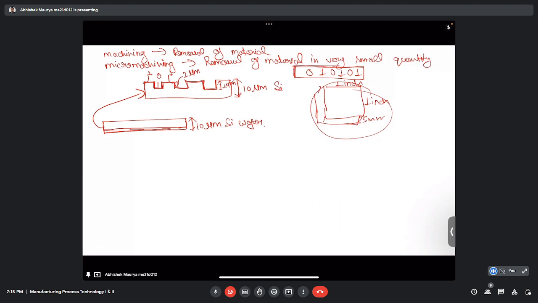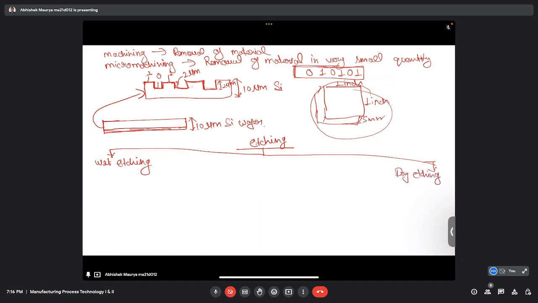Out of that, one process is called etching. Etching is the process with which we remove a very small quantity of material in a selected area, and there are several types of etching. First is wet etching, and second is dry etching. In wet etching, we remove the material with the help of some liquid chemical.